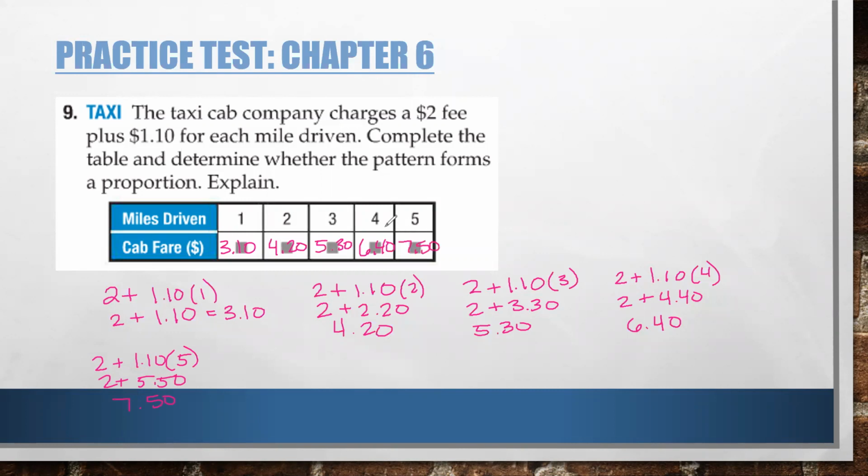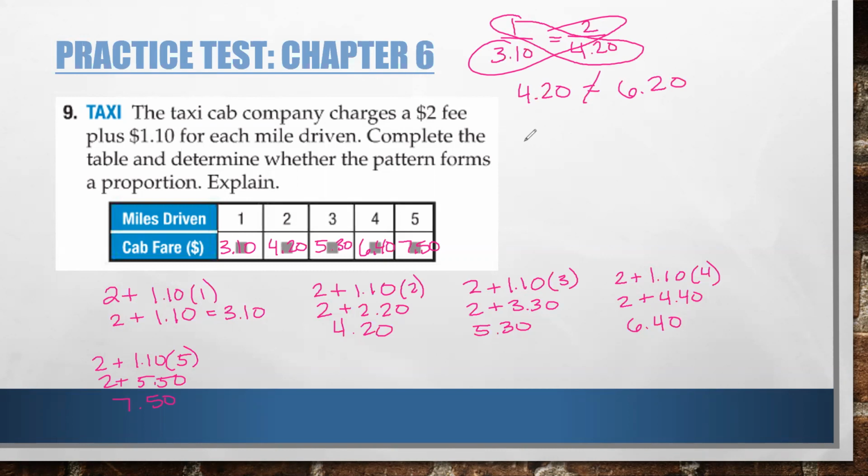Okay, now we have to determine if this is proportional. Okay, so it does increase by $1.10. Okay, but when we take, let's say we took 1 over $3.10, if that's equal to 2 over $4.20, do we end up with a true statement? 1 times $4.20 would be $4.20, and $3.10 times 2 would be $6.20. These are not equal, so it is not proportional. Okay, so no, the rates are not equal. Okay. All right.